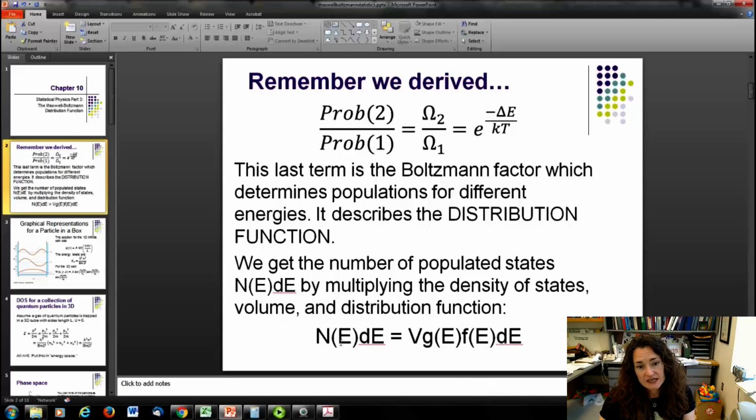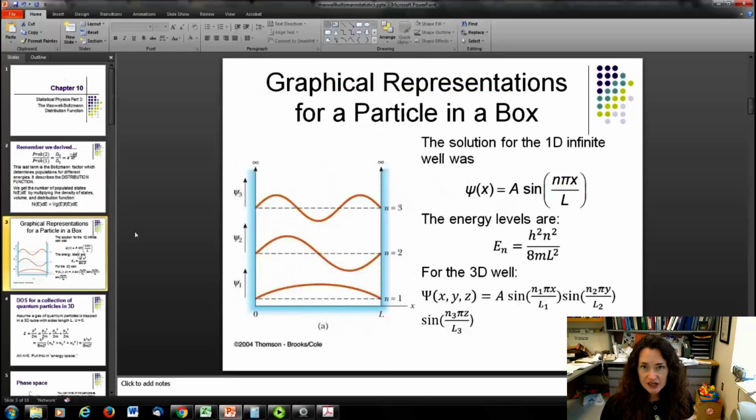And now we're trying to get to the number distribution function n of E, so we also need the density of states, which we have not yet derived. So that's the next thing that we're going to do. We're going to look at the density of states for a quantum particle, or a gas of quantum particles, confined in some volume. We're going to assume that it obeys the three-dimensional infinite square well potential.